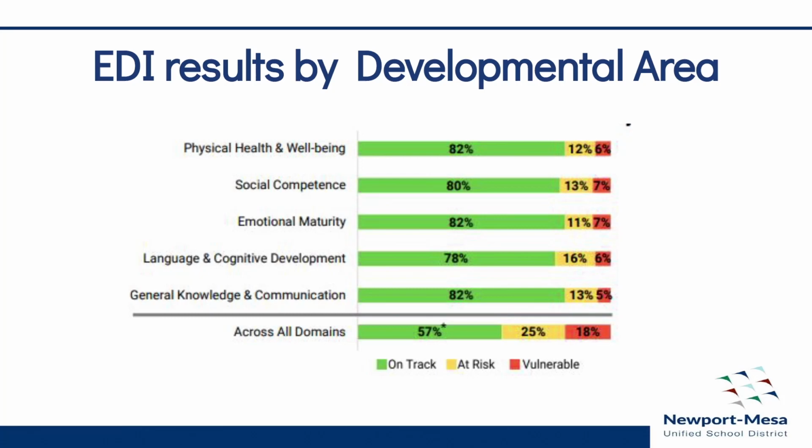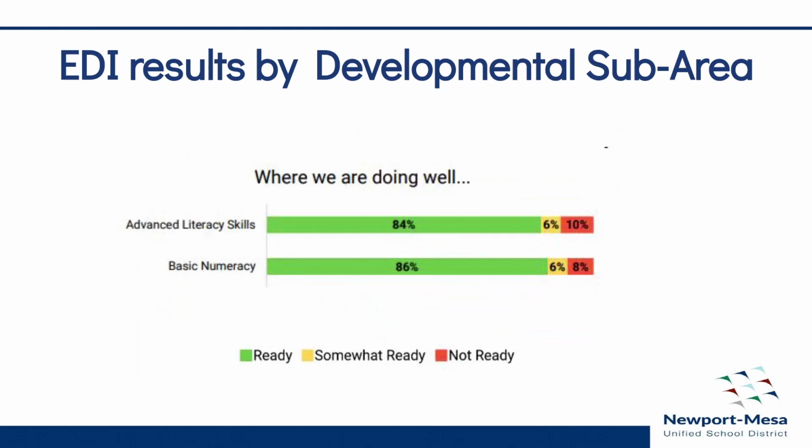So in Newport Mesa, these are the developmental areas. For the most part, when you look at the big areas, our students are coming in pretty proficient and ready to learn in kindergarten in all the areas. But what I want to point out are the various sub areas. Where we're doing well is our literacy skills, for instance if the students know 10 or more letters, if they're able to handle a book, if they can read simple letters or simple words, as well as if they're interested in writing. And then basic numeracy: students come in with really strong skills. They are able to identify numbers 1 through 10, they have one-to-one correspondence, and so they come in pretty strong with those skills.